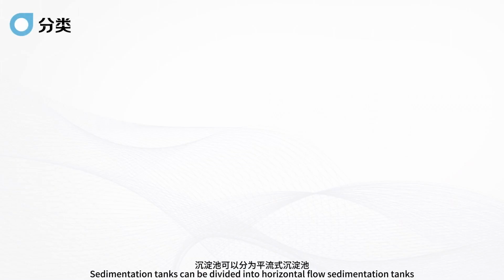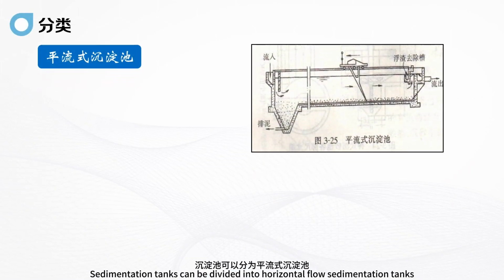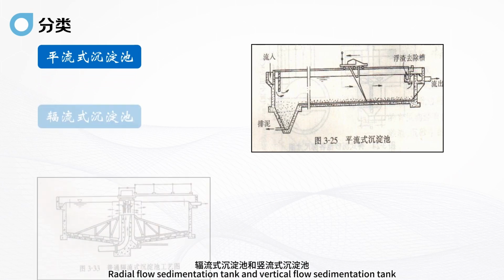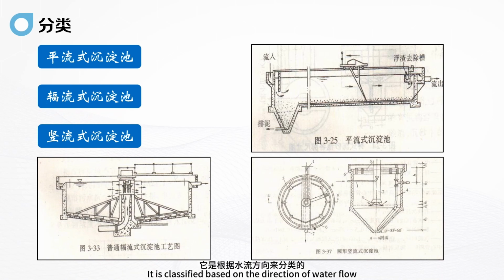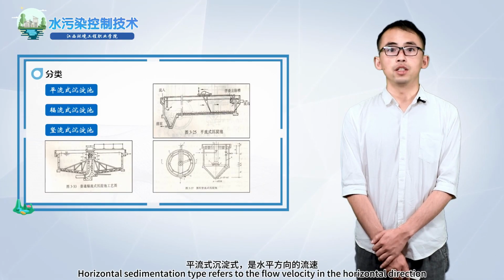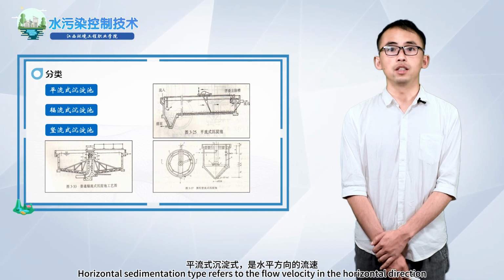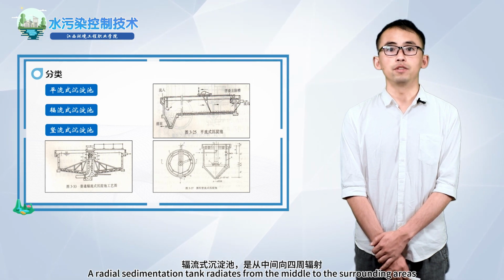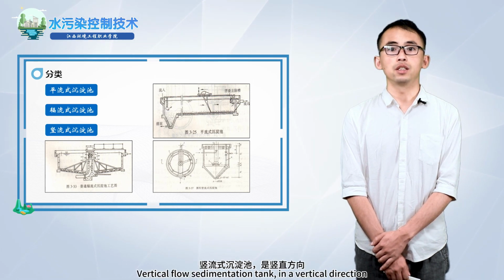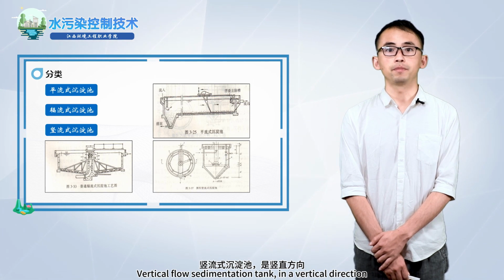Sedimentation tanks can be divided into horizontal flow sedimentation tanks, radial flow sedimentation tanks and vertical flow sedimentation tanks. It is classified based on the direction of water flow. Horizontal flow refers to the flow velocity in the horizontal direction. A radial flow sedimentation tank radiates from the middle to the surrounding areas. A vertical flow sedimentation tank flows in a vertical direction.